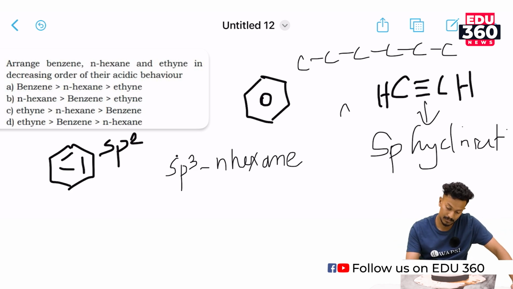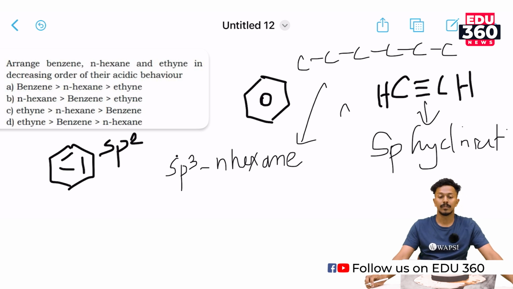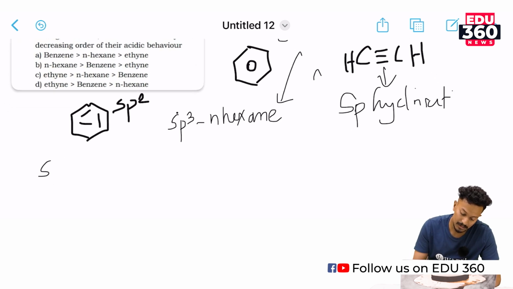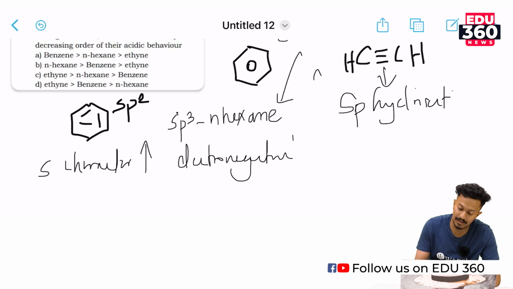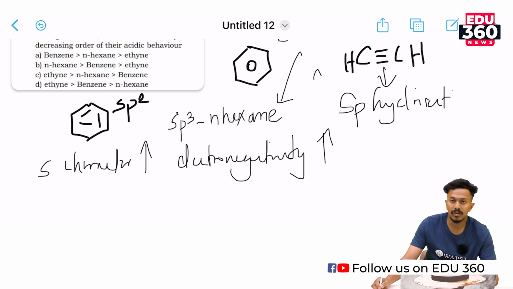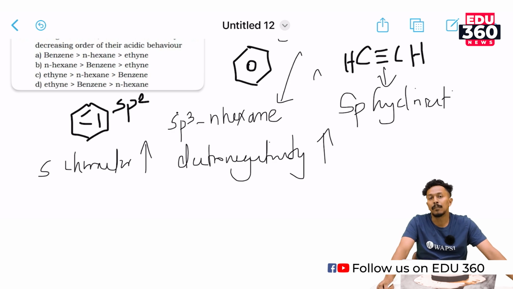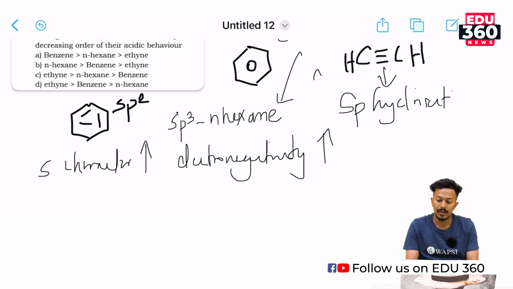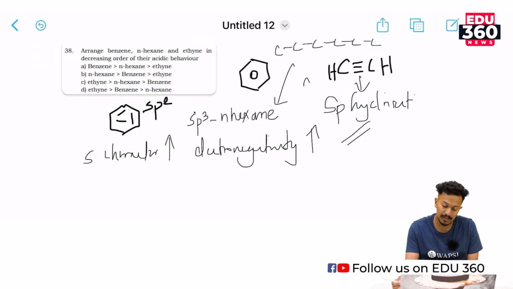So we have to find out the acidic character. When s character increases, their electronegativity also increases. That's the fact that we have to check. Both the electronegativity and the s character are directly proportional. So s character is higher in sp hybridization than in sp2 hybridization, and than in sp3 hybridization.